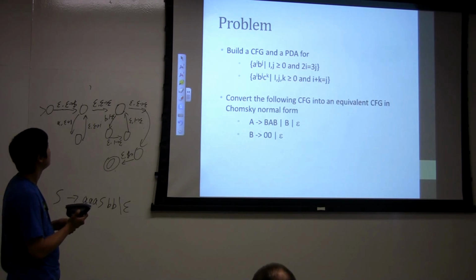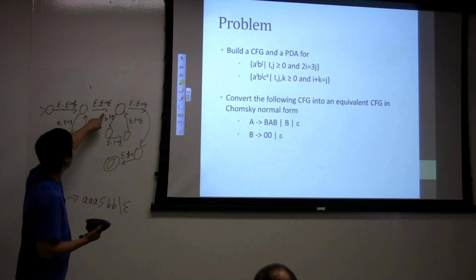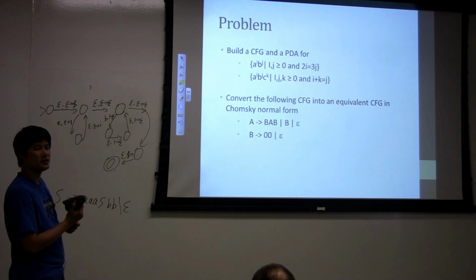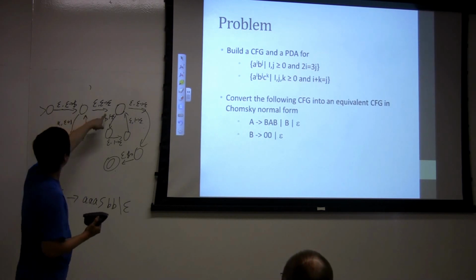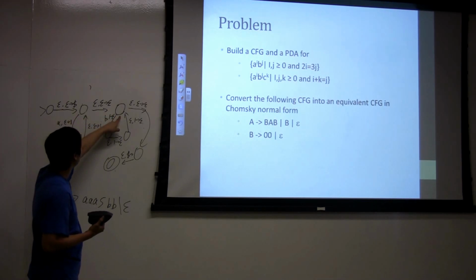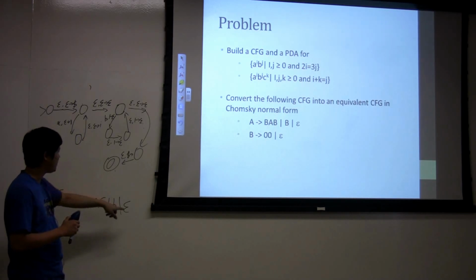So what ensures that you don't go directly here? Because if you go directly here, then there's nothing to pop. You cannot read B. If you come to here without reading any A, then the only way you can go is here, to pop out the dollar sign, which corresponds to the empty string.